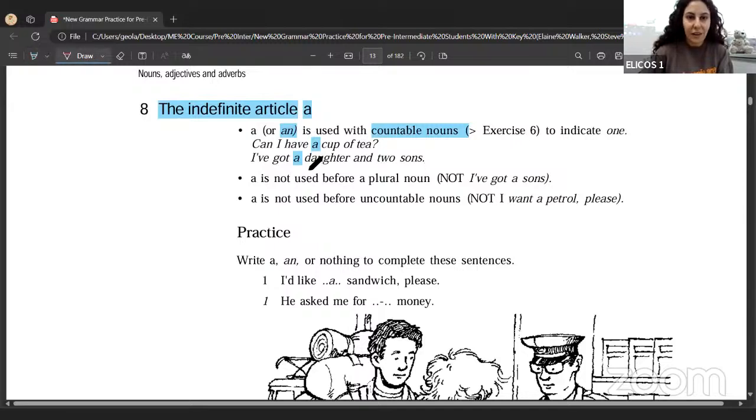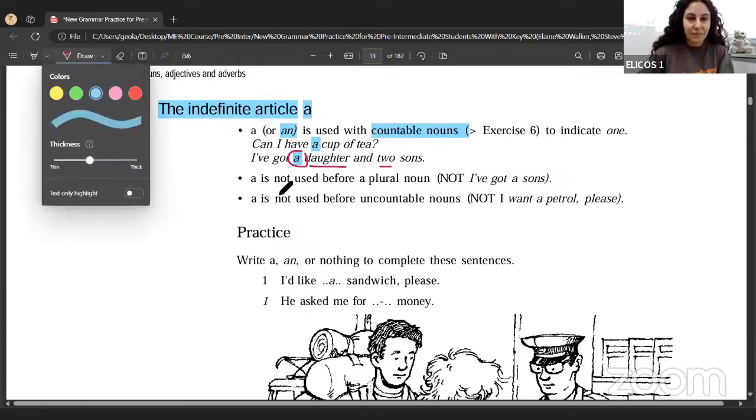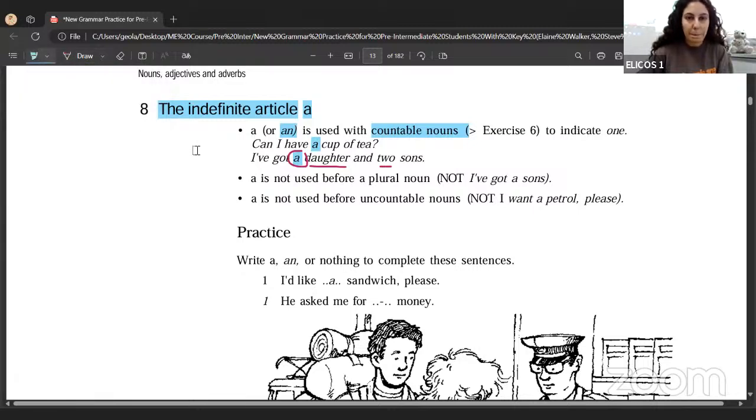Okay, so we can see our noun here is daughter. We just want to say one. So I've got a daughter. And then this one is just the plural. So when you're talking about one, you have to say a or an. But when you talk about more, then you don't. You just say the number 2, 3, 4, 5. A is not used before the plural noun. We said that before. It's not used before the plural.